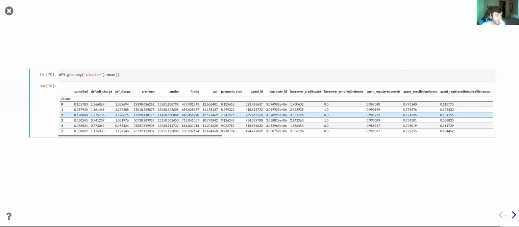And we can find that there's some that are very likely to cancel at 0.17, and the information about them, like the lowest finance charges and the second highest APR while having the lowest payments received. We're finding more and more information that's really going to tell us what is going to be best. And we're seeing the highest average borrower credit score, which aligns well with the cat plot that we had made previously.